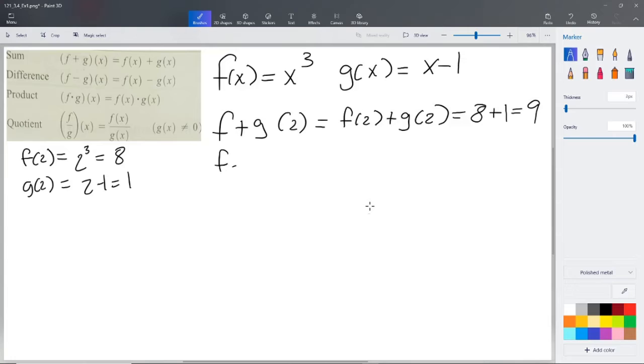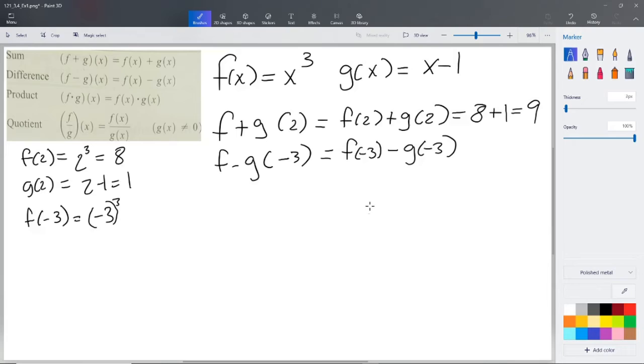Let's do F minus G of negative 3. All right, so for us, that means F of negative 3 minus G of negative 3. Once again, we're going to sidebar it over here, and we're going to say, first of all, what is F of negative 3? That means negative 3 to the third power for us, which is going to be 3 times 3 times 3, otherwise known as negative 27. And so we'll come back over here and say that this is negative 27, and then minus, because it is F of negative 3 minus G of negative 3.